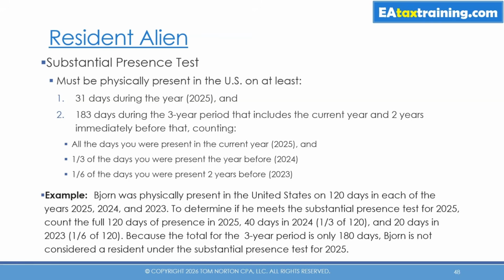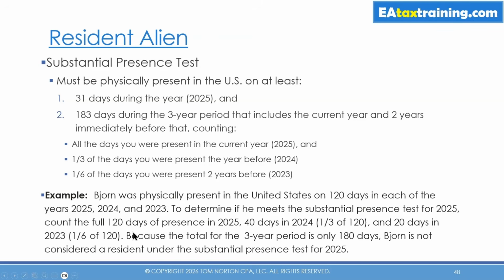So let's look at an example. Bjorn was physically present in the United States on 120 days in each of the years 2025, 2024, and 2023. So we know right away that Bjorn meets this first rule. He had 120 days in 2025, so we know he meets the 31-day rule. To determine if he meets the test, though, we need to look at the prior years.